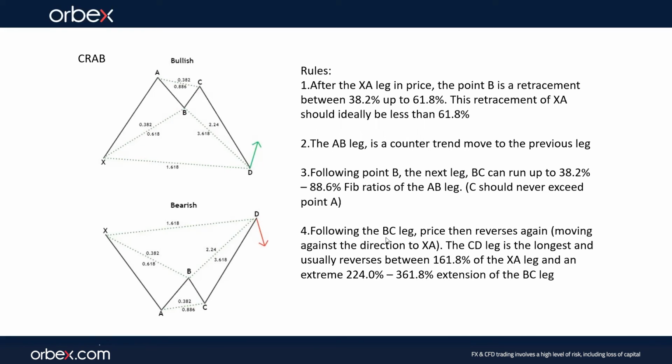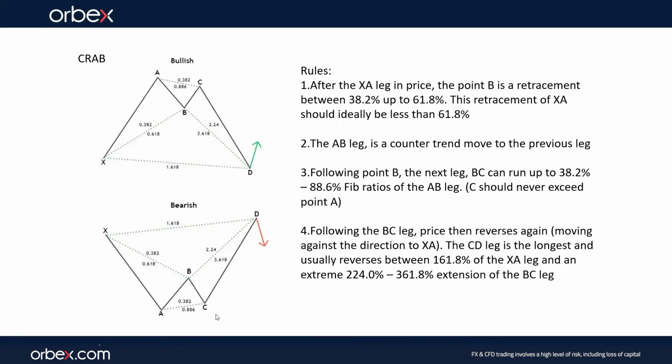And following the B to C leg, prices then reverse again, moving against the direction of X to A. The CD leg is the longest and usually reverses between 161.8 of the XA leg and an extreme 224 to 361.8 extension of the BC leg. So these are just extensions.